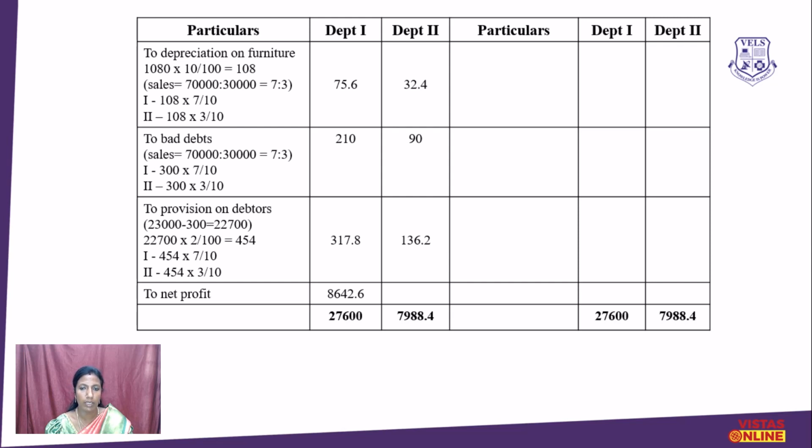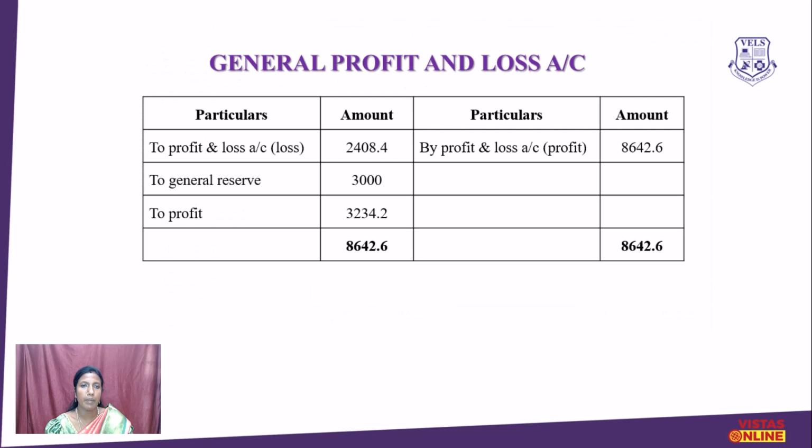So the overall total is 27,600. In department 2 it is 7,988.4. So the difference is the net profit of department 1, 8,642.6. So the department general profit and loss account, these are the profit or loss included in the general profit and loss account. Profit and loss account in loss 2,408 rupees 0.4. In credit side, that is the profit, by profit and loss account 8,642.6, that is the loss.